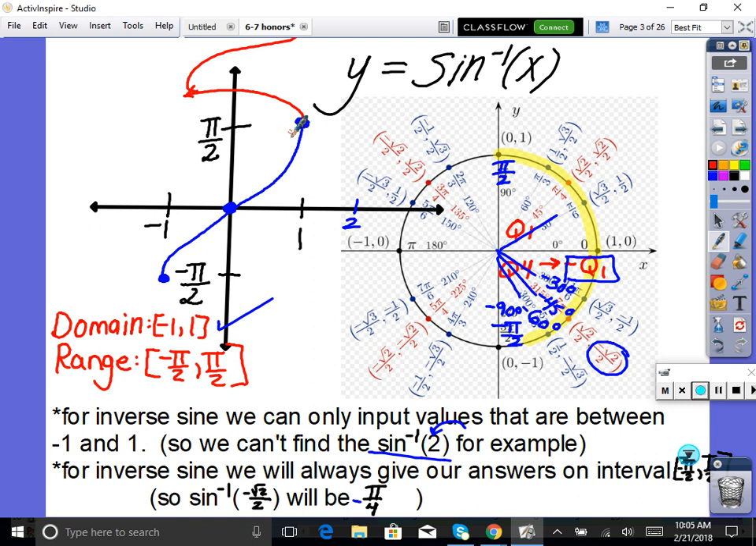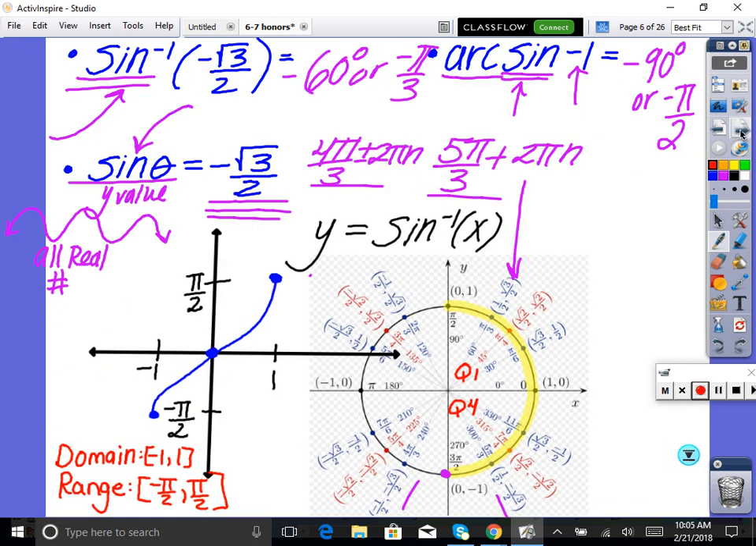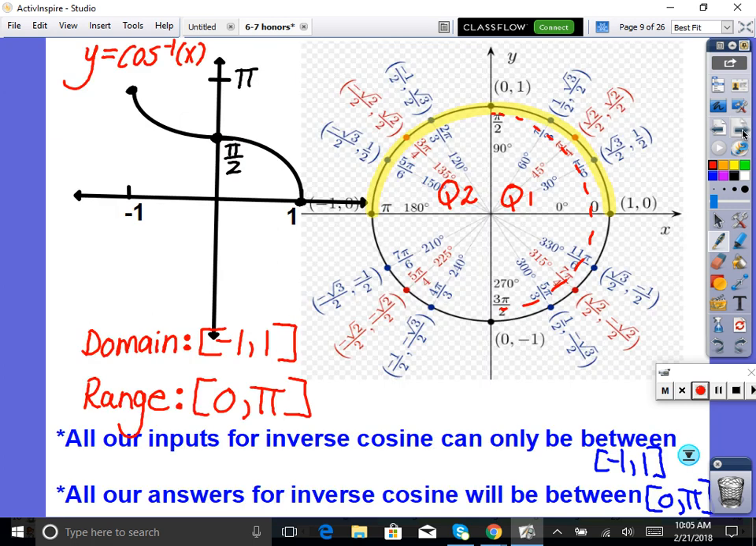With cosine, though, there wasn't a problem starting at 0 and going further up. Does that make sense? A full cycle. Okay, cool. All right, here we go. Let's answer the questions now. Same idea. It's just we got to remember the outputs for cosine are quadrant 1 and 2.